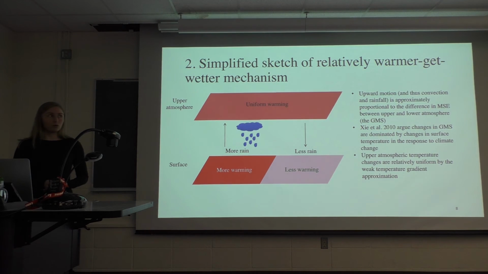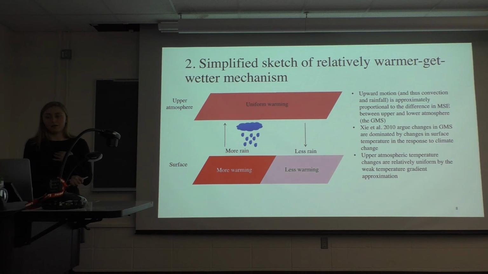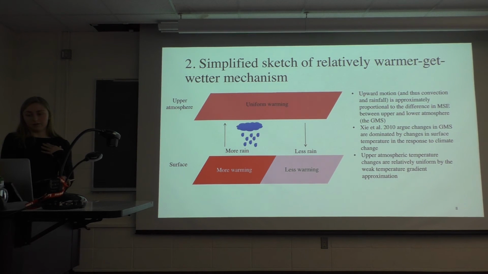And then the warmer-get-wetter mechanism was introduced by Xie et al. 2010. The idea behind this mechanism is that precipitation increases where SST increases more than where SST doesn't increase by as much. And this comes from the idea that the precipitation is following the gross moist stability, or the gross moist instability, of the atmosphere.